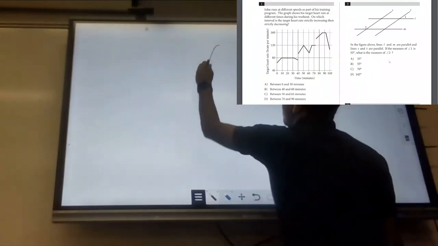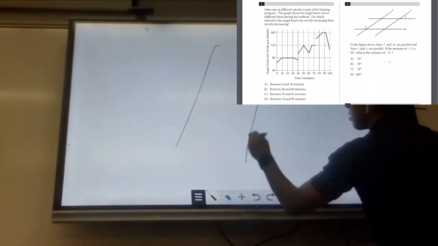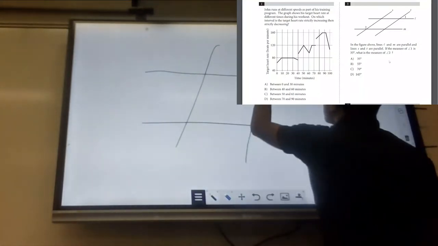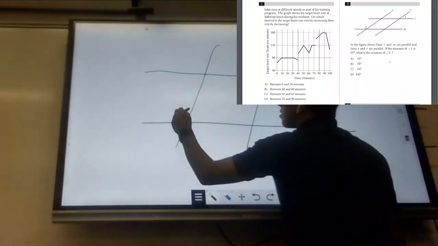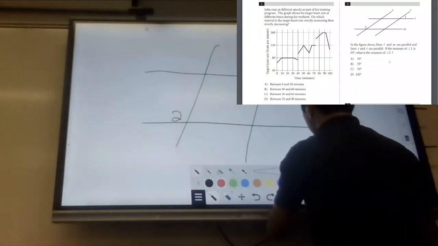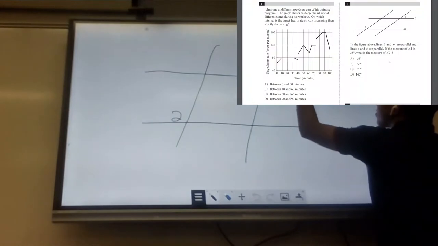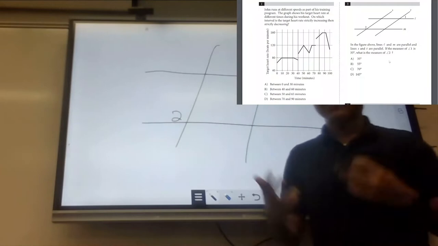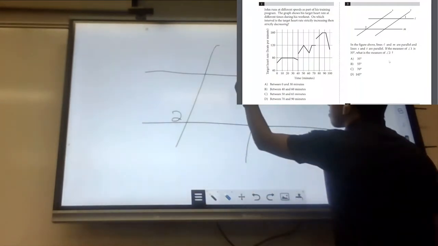I don't have a line function on this board or anything, but we can do the best we can. So this here is one, and this is two. This is 35 degrees. And we can use the idea of vertical angles here, and we can say this is also 35 degrees.